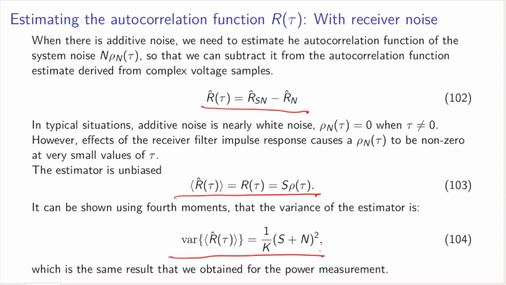The derivation of this variance is nearly identical to the derivation of the variance for the power estimator we have already discussed. The variance of an autocorrelation function estimate is 1 over k times signal power plus noise power squared, where k is the number of independent measurements of the autocorrelation function that we make.